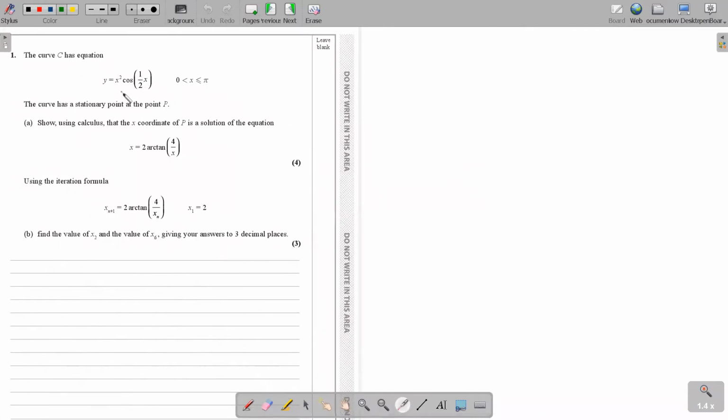The curve C has equation y equals x squared cos half x. The curve has a stationary point at the point P. Show, using calculus, that the x coordinate of P is a solution of the equation x equals 2 arctan 4 over x.